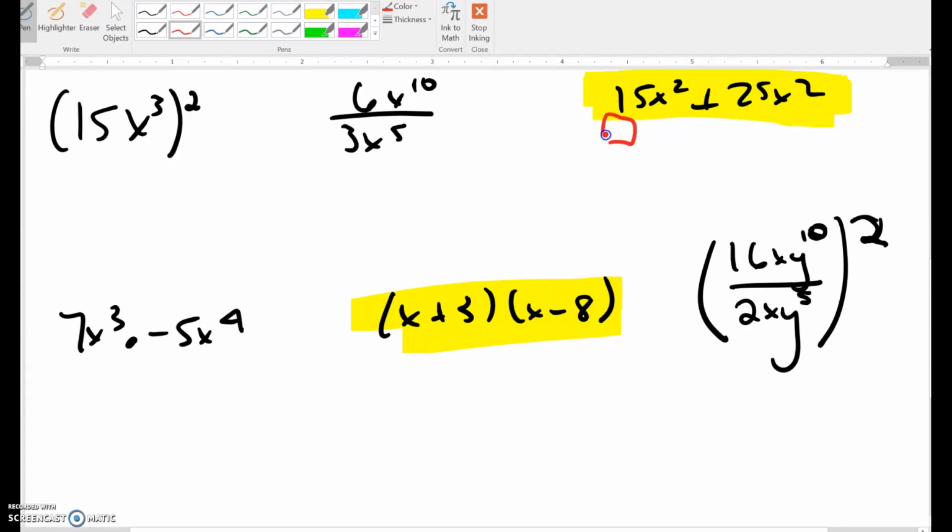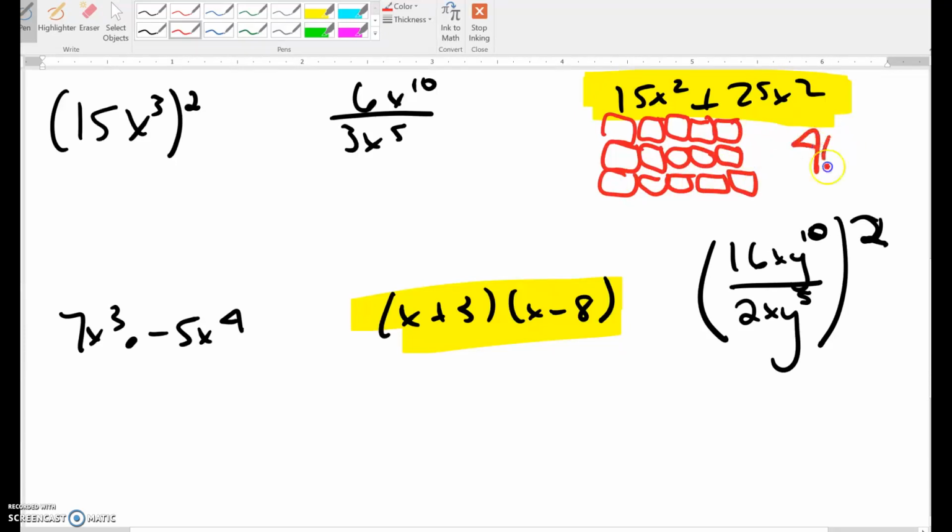So I have 15 squares. Think of them. I could draw them all, but that's a lot. But I guess I could. So you have 15 squares, and then you have 25 squares. So you have 40, but they don't change shapes. They're squares.